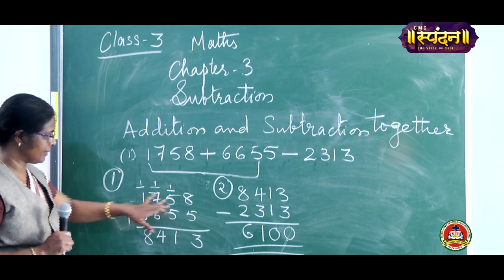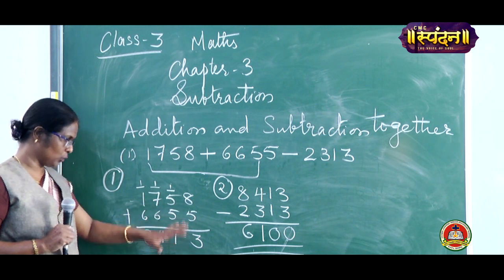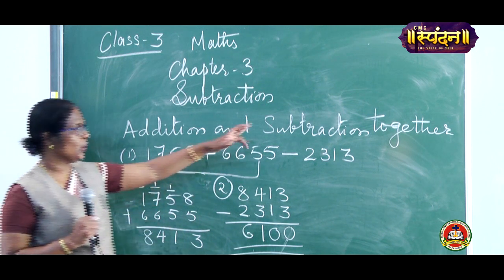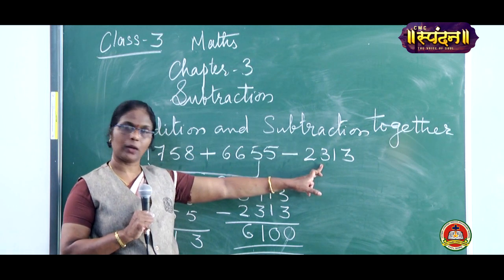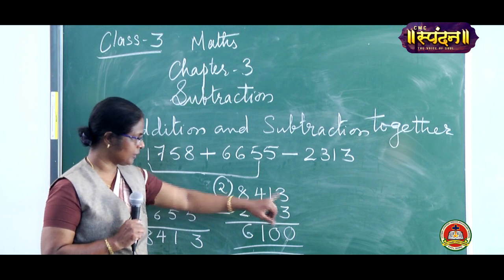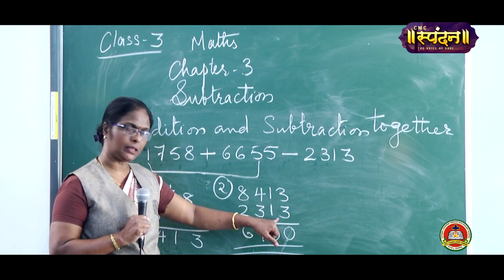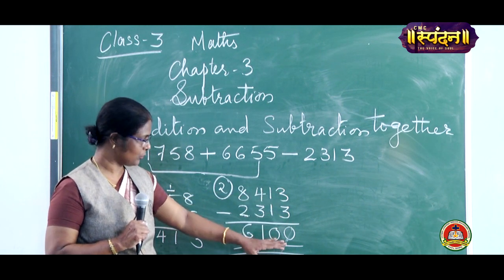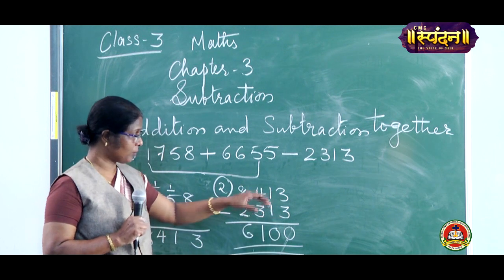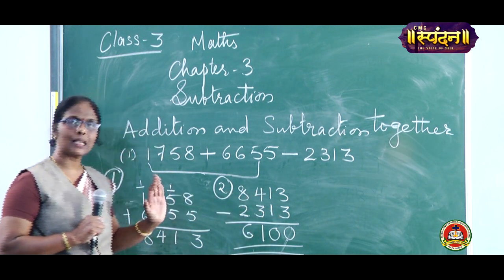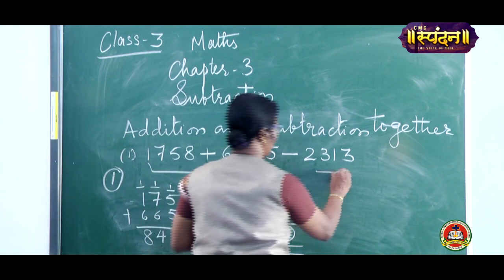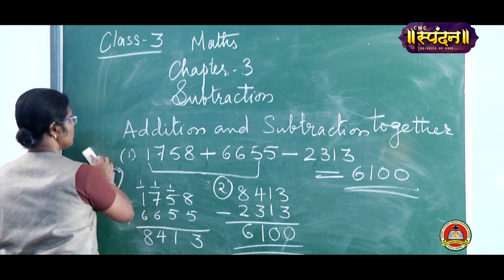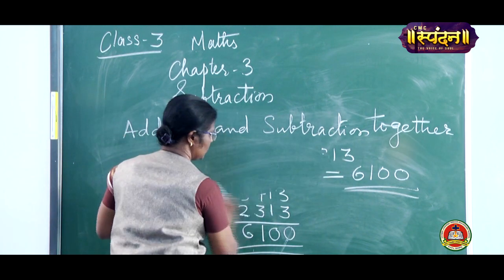We have added 1758 plus 6655. You added, you got 8413. From this number, you have to subtract the third number. You subtracted from 8413 the number 3132. 3 minus 3, you are subtracting a number from itself, you get 0. 1 minus 1, 0. 4 minus 3, 1. 8 minus 2, 6. This way, you have solved this question and you get the answer 6100.